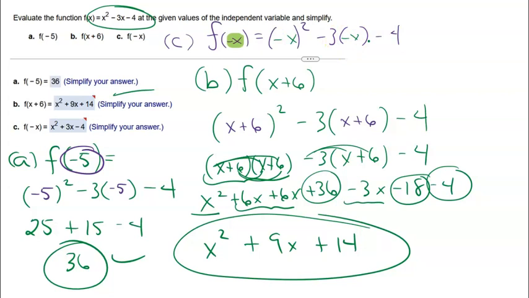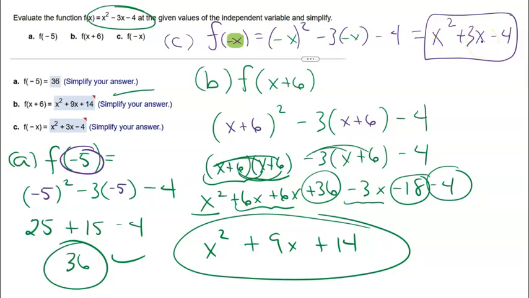Then you're just charged with simplifying that, okay? Well, negative x squared really means negative x times negative x, which is positive x squared. Negative 3 times negative x is plus 3x, and then minus 4 just comes down. Now this is completely simplified. Why? Because there's no like terms that I can combine together.